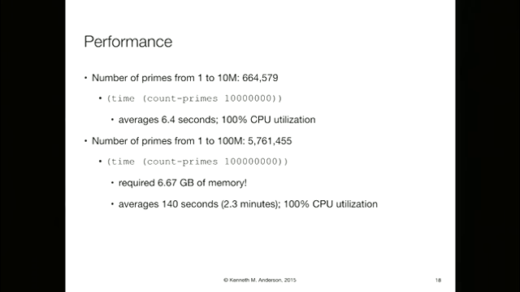Okay, so here's the single-threaded performance. The number of primes from 1 to 10 million turns out to be 664,579 of them. And this single-threaded code takes about 6.4 seconds, and it maxes out 1 core, because it's a single-threaded implementation of this. And from 1 to 100 million, there are 5.7 million primes. All we have to do is just call this again and change the top number here. And it turns out, on the Activity Monitor on the Mac, you can ask how much memory a particular process is consuming.